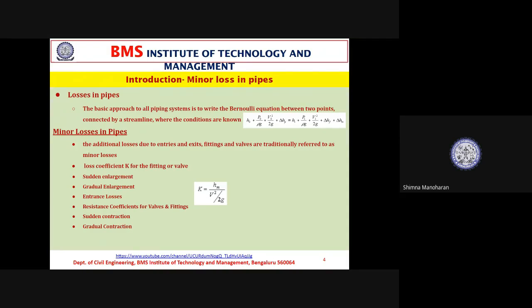Minor losses are the additional losses due to entries and exits, fittings and valves, usually referred to as minor losses. The loss coefficient K has been determined for each fitting or valve and it is used to compute the head loss. The minor losses are mainly categorized as sudden enlargement, gradual enlargement, entrance losses, resistance coefficients for valves and fittings, sudden contraction and gradual contraction.